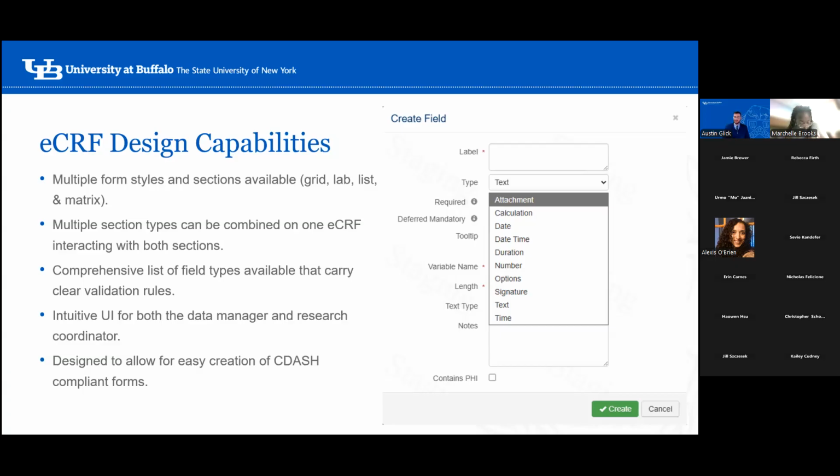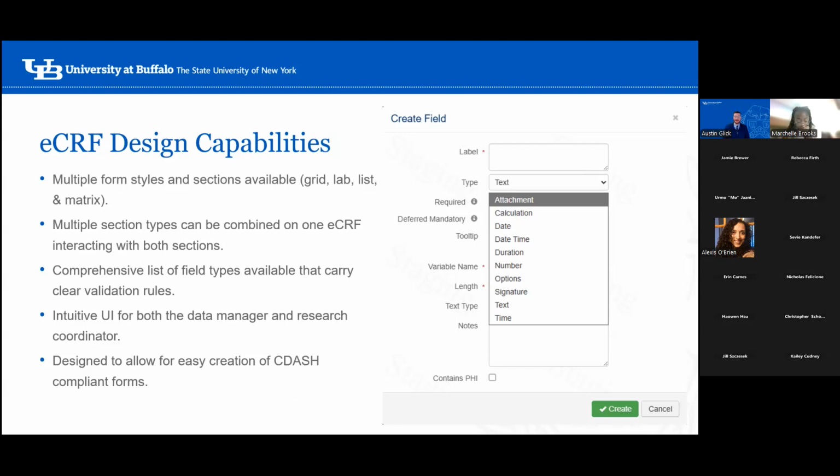There's a comprehensive list of field types available that carry clear validation rules. You can see that on the screenshot I have over here. So you can do attachments, calculations, dates, times, durations, a bunch of different things that we can have set up so that we can capture whatever we would ever need to capture within an EDC.